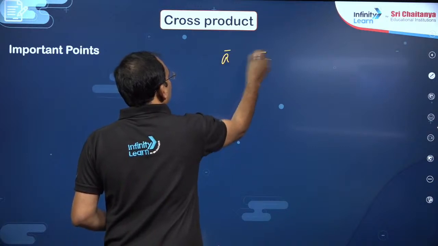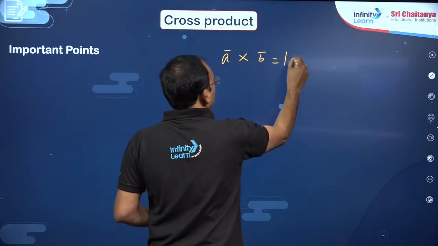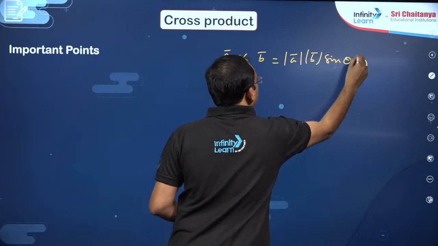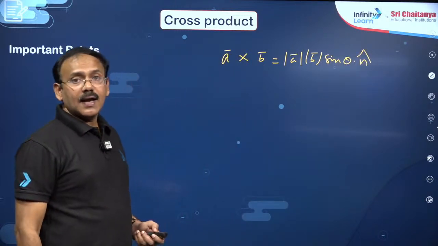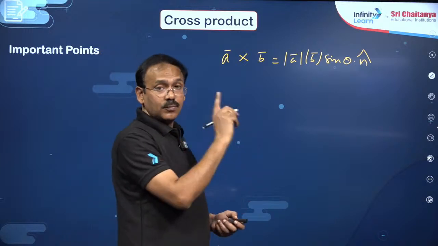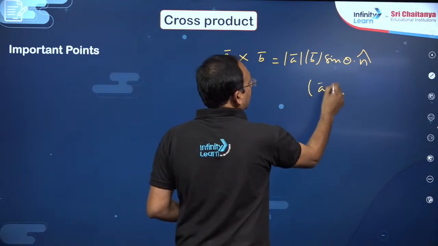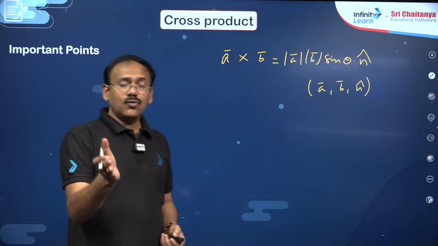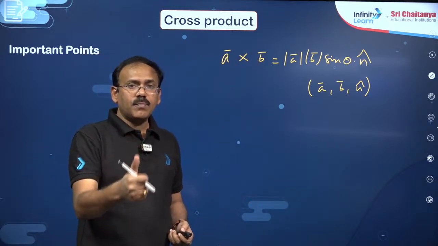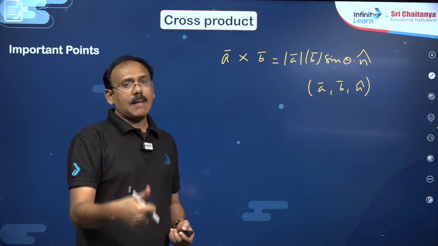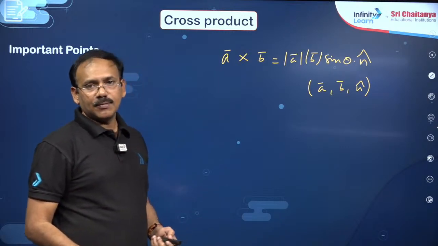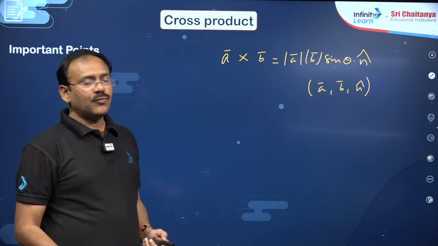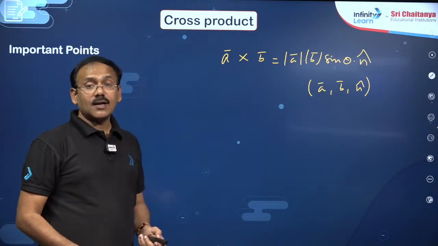A bar, B bar are two vectors. The cross product is magnitude of A bar into magnitude of B bar into sine theta into n cap, where n cap is a unit vector perpendicular to both A bar and B bar, such that A bar, B bar, n cap will form a right handed system. That means when you move your right hand from A bar to B bar, in the thumb direction n cap will be. So, in that direction n cap should be.